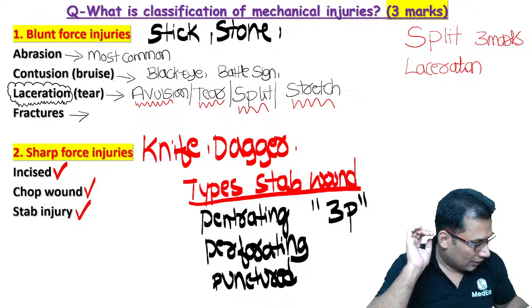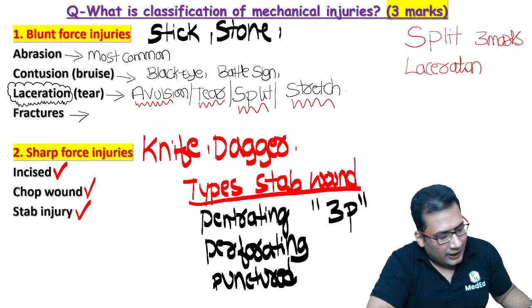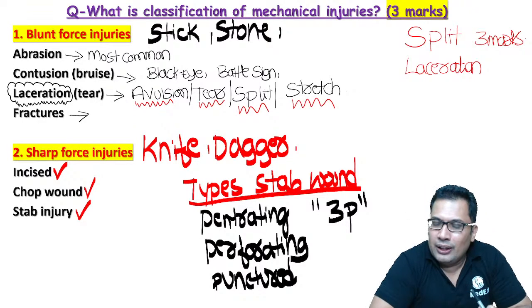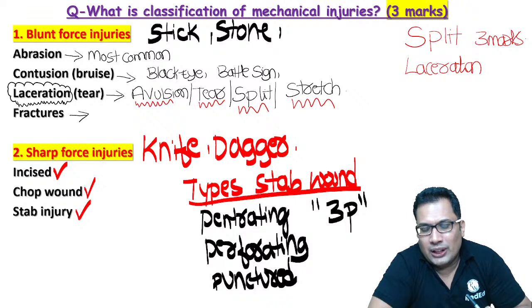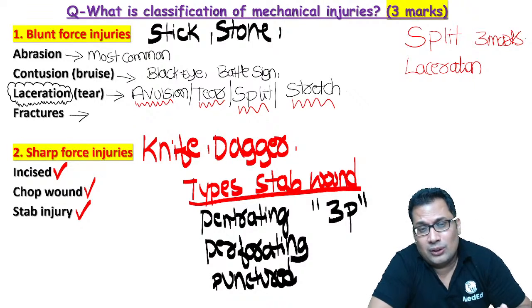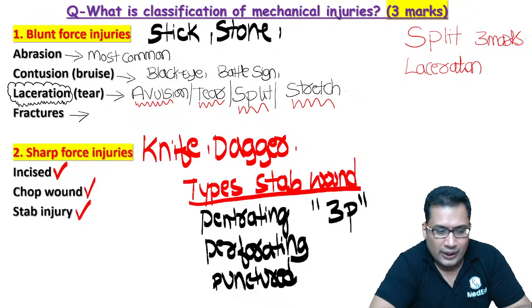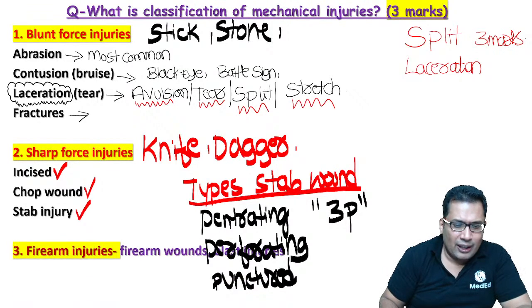Yes, your pen also can lead to sharp force injury like a stab wound. Because the tip of the pen is sharp, it can penetrate the skin. So it is considered as sharp force. Next, firearm injuries.